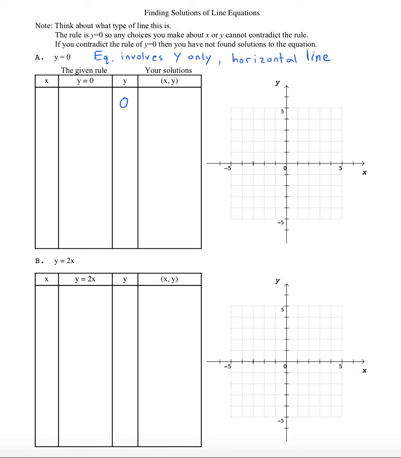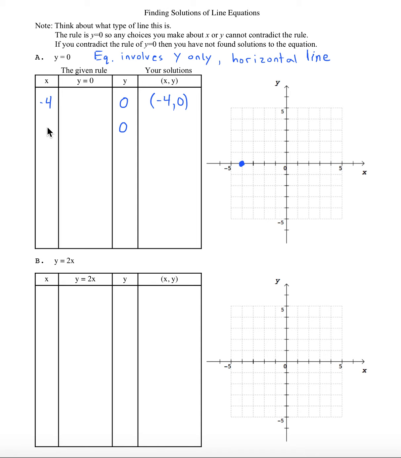But when it comes to x, I can pick anything, and I can't be wrong. I'll try -4. The rule didn't mention anything about x, so far so good. What you want to do now is put them together into a coordinate pair. And then we could go on to plot that coordinate as part of our line. Now it takes 2 different points to construct a line. So let's come up with another point.